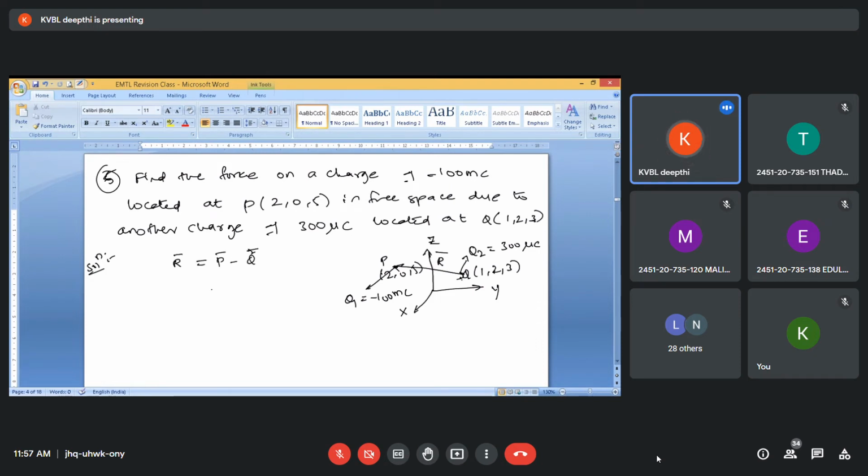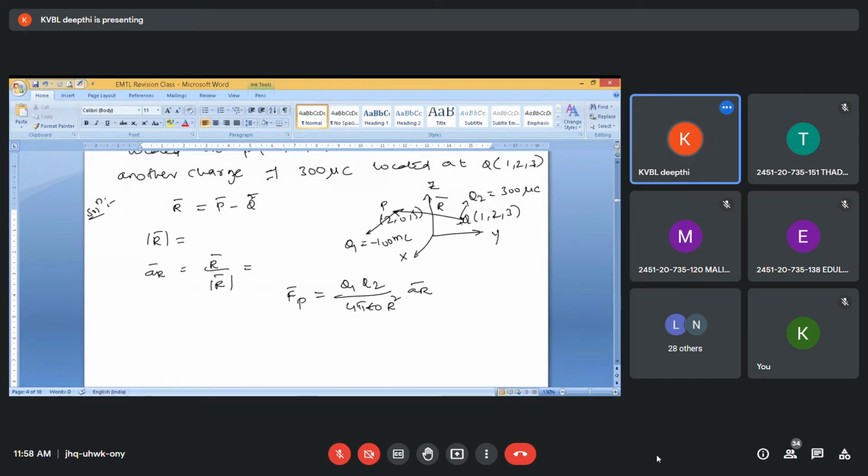You will find this equation, then also find what is r bar, then you find the unit vector, a_R, which is r bar by modulus of r bar. Find this one, then we will be substituting in the formula. So Fp we have to find out. This is nothing but q1 q2 by 4 pi epsilon naught r square a_R. So this is the formula we have to substitute. Try this one. Okay, try this. Tell me the answer. Find out.